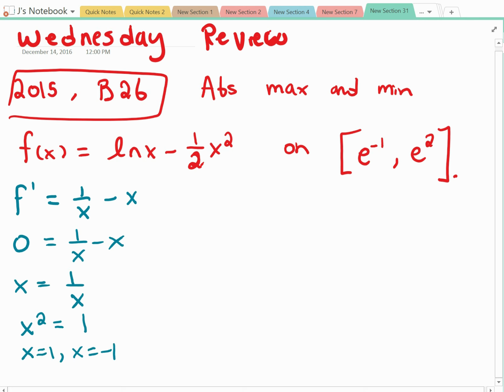But the negative solution doesn't count. It's not inside the domain of the function. You can't take the log of a negative number. The graph of f of x does not exist for x equals negative 1, so it doesn't count.